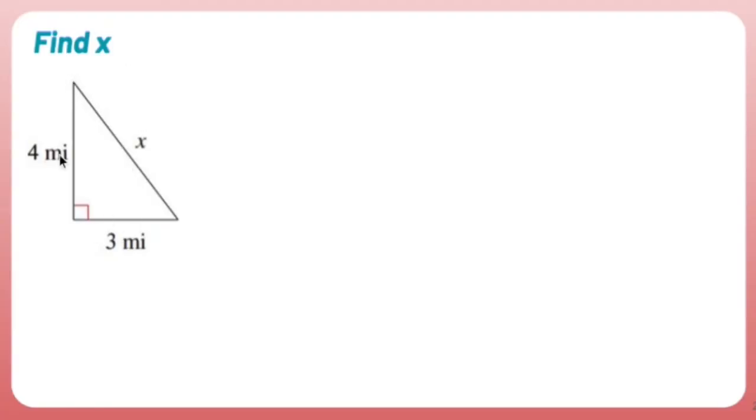Find x. We are being asked to find the missing side of a right triangle. Whenever I'm asked to find the missing side of a right triangle, we use this fella, the Pythagorean Theorem, invented by Pythagoras way back in the day. Now, a squared, b squared, and c squared are all representative of the three sides here.